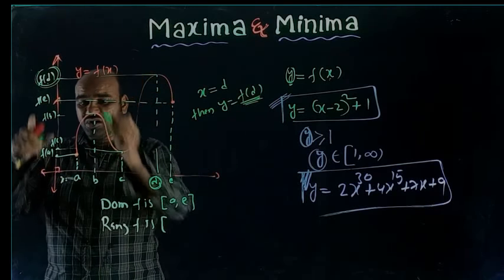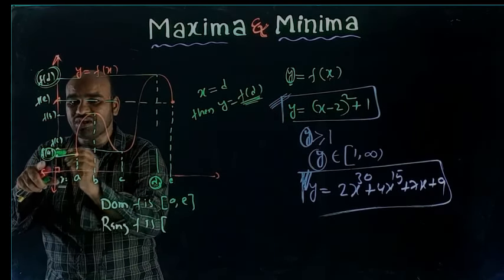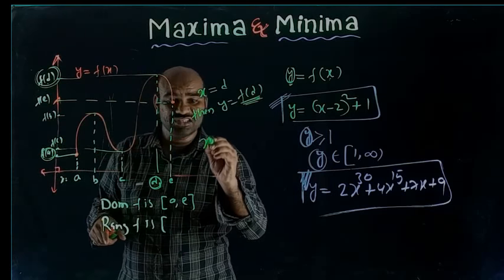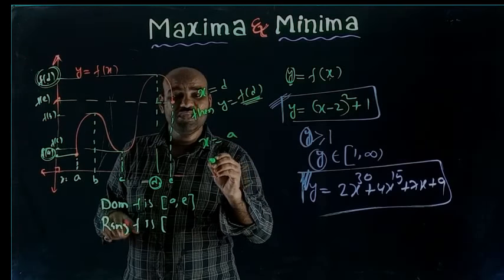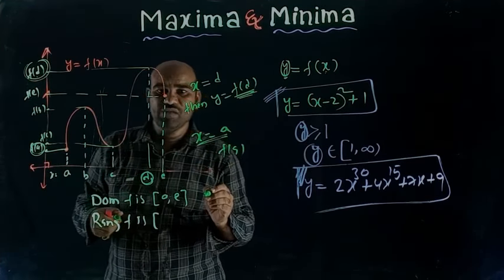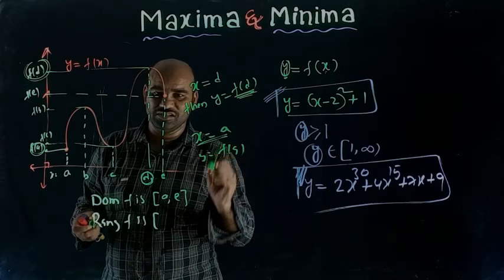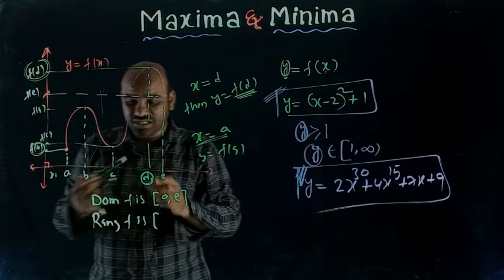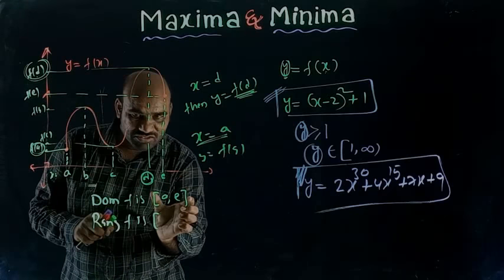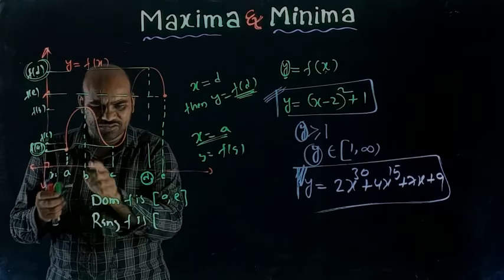Similarly, observe here. Among all, f of a is the smaller one. Understand that? So, for x equal to a, the minimum value of y is f of a. That's the minimum. Means that you take any value of x from a to e, anywhere.